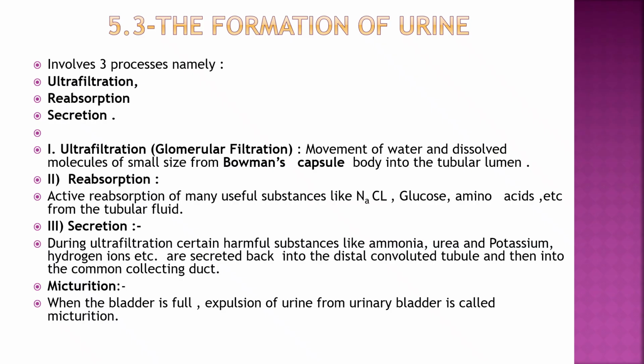Then reabsorption of useful substances like glucose and amino acids takes place in the proximal convoluted tubule. Then secretion of harmful substances like ammonia, urea, potassium, and hydrogen ions takes place into the distal convoluted tubule, and then it goes to the collecting duct, from the collecting duct to the pelvis, the pelvis to the ureter, and then when the bladder is full it is excreted out, which is called micturition.